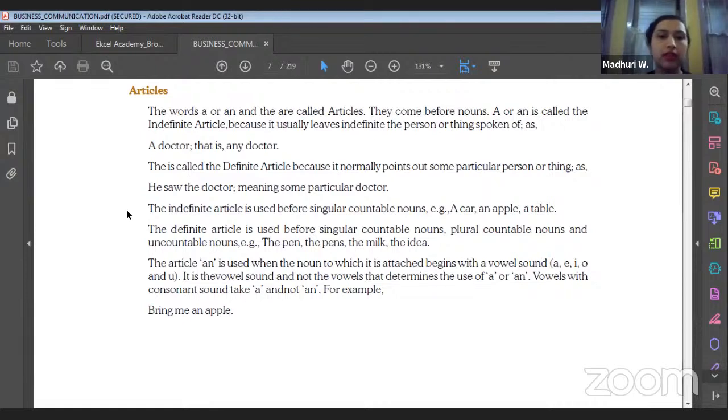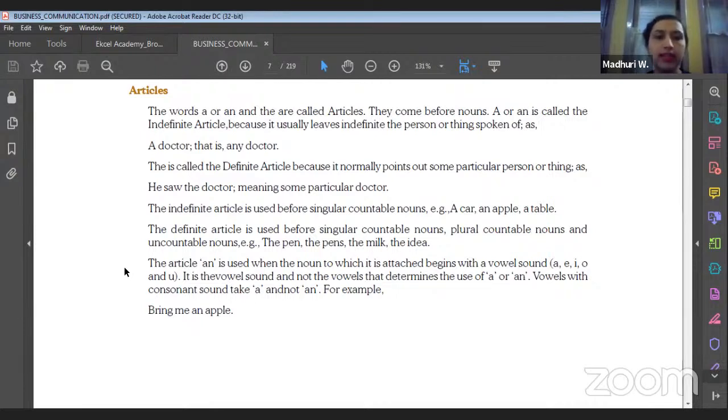An indefinite article can be used before singular countable nouns. For example, a car, an apple, a table. And the definite article is used before singular countable nouns, plural countable nouns, and also uncountable nouns. For example, the pen, the pens, plural. The milk, the idea. So milk, an idea, can be uncountable as well, right? Like some milk, some idea. Can you count an idea? No, but it's the idea. It could be an idea as well, right? It depends again on the kind of sentence you're trying to construct.